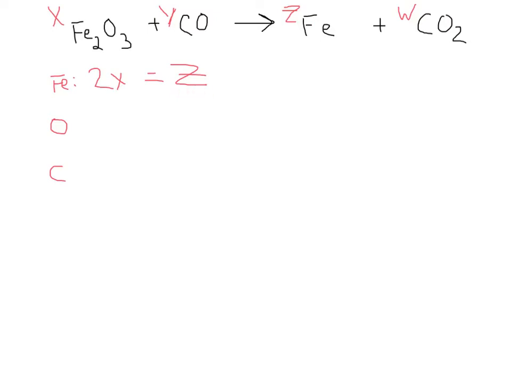Now let's write an equation for oxygen. We have to remember, oxygen shows up in both reactants, but only one product. So we're going to start with 3x plus y, because there's 1 times y in front of the carbon monoxide, equals 2w. So there's an equation with 3 different variables in it.